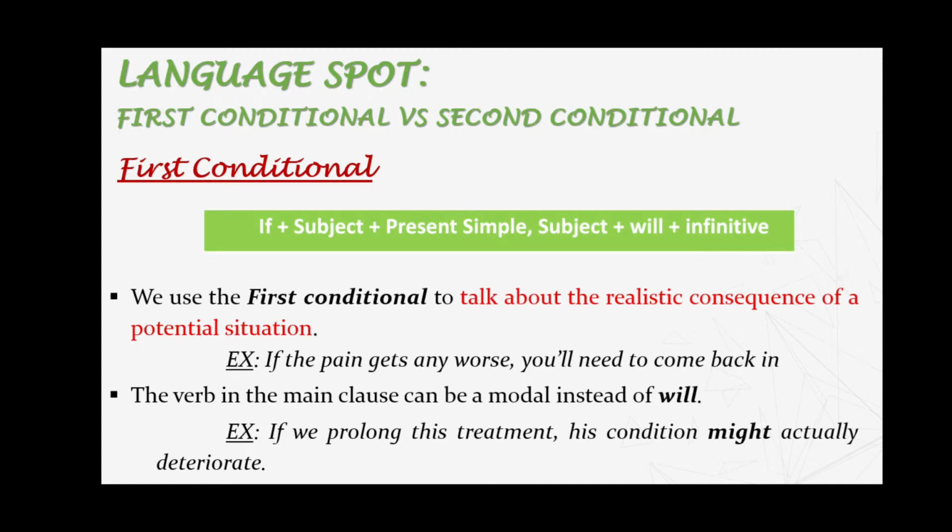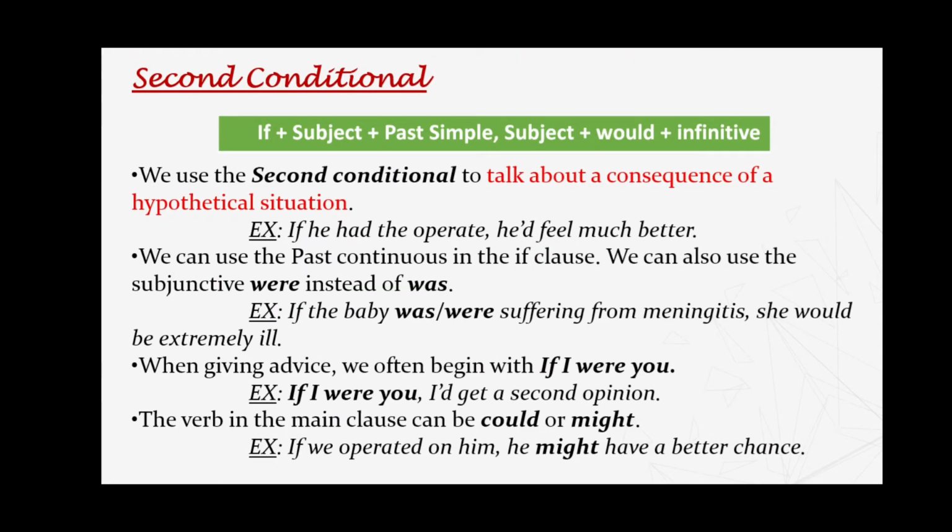We follow the language spot about first conditional with second conditional. We use the first conditional to talk about the realistic consequence of a potential situation. The verb in the main clause can be a modal instead of will. We use the second conditional to talk about a consequence of a hypothetical situation. We can use the past continuous in the if clause. We can also use the subjunctive were instead of was.